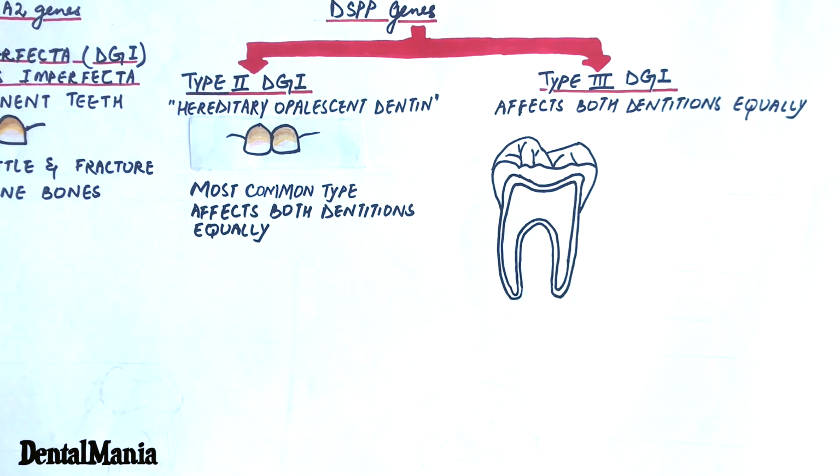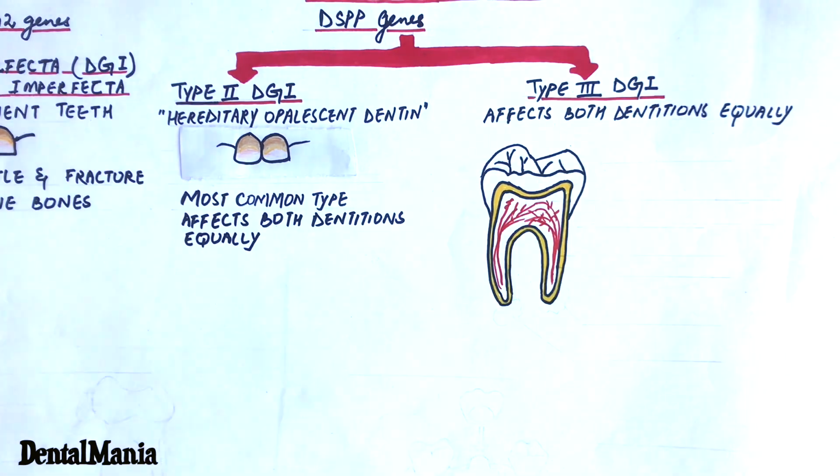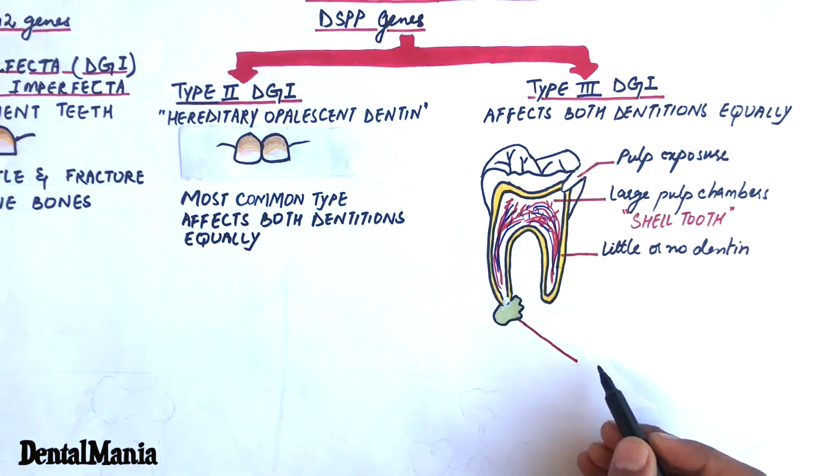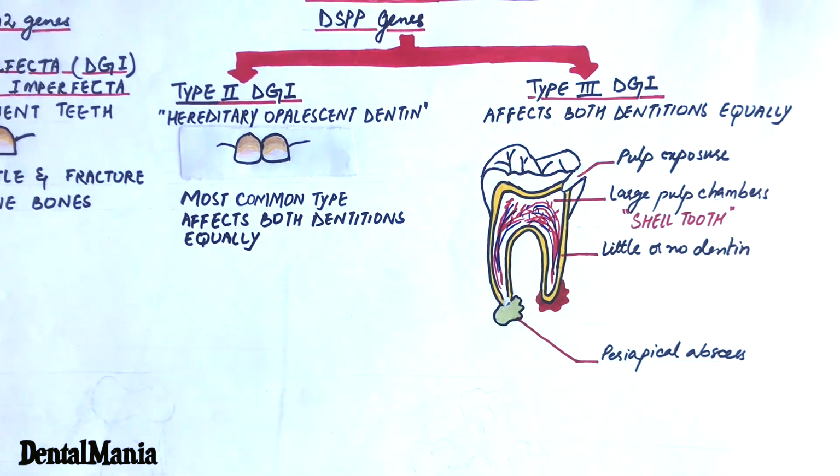In type 3, the teeth exhibit large pulp chambers having little or no dentin. This results in a classic shell-toothed appearance of the affected teeth. The enamel is fractured easily due to the abnormal underlying dentin, resulting in multiple pulp exposures and periapical lesions, like periapical abscess and apical periodontitis.